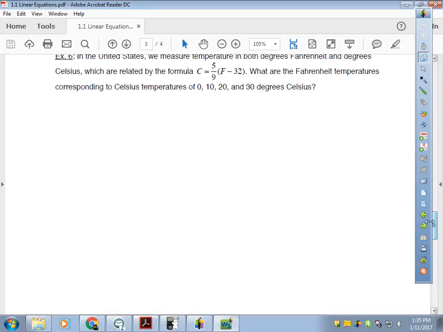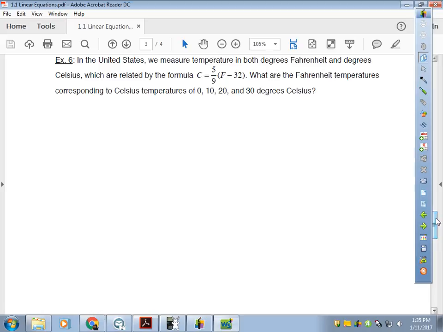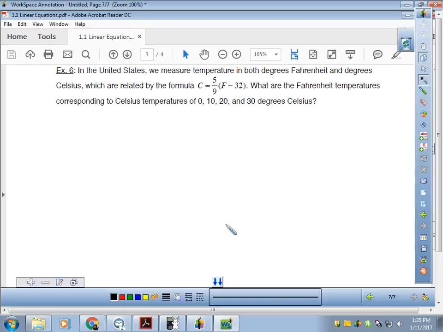Moving right along, example number 6. Example number 6 says, in the United States, we measure temperature in both degrees Fahrenheit and degrees Celsius, which are related by this formula, C equals 5/9 times F minus 32. And it asks us, what are the Fahrenheit temperatures that correspond to the Celsius temperatures of 0, 10, 20, and 30 degrees Celsius?